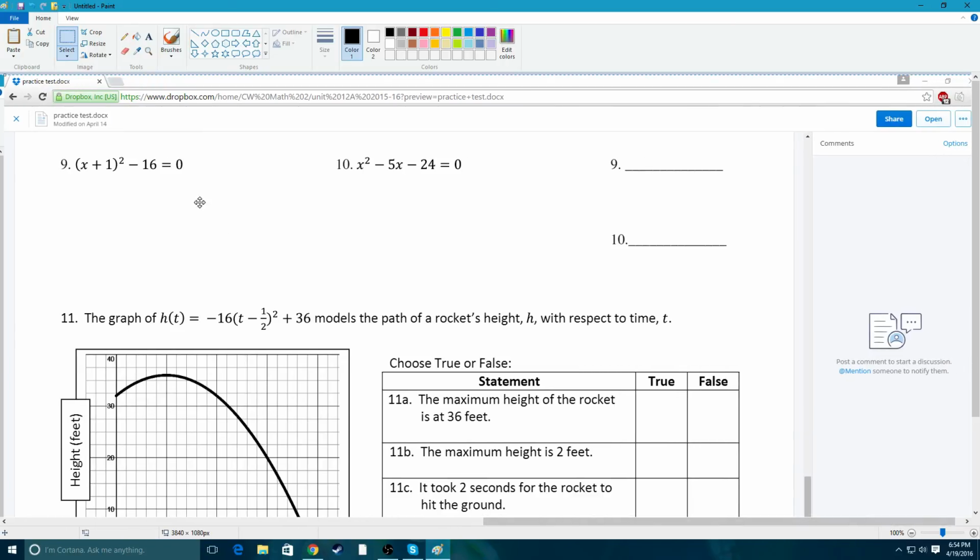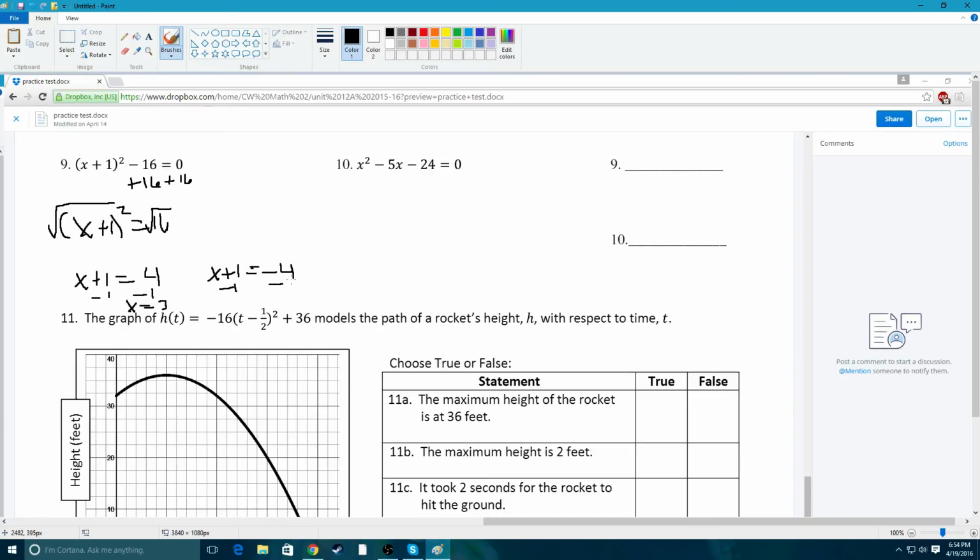Okay, for number 9, I'm going to start off by adding 16 to both sides. So I get (x + 1)² = 16. Square root both sides. So x + 1 = 4, and x + 1 = -4, because when you take square roots, you get a positive and a negative answer. So this one will come out to x = 3. Subtract 1 from both sides, and we get x = -5. So 3, -5 are our answers to that.